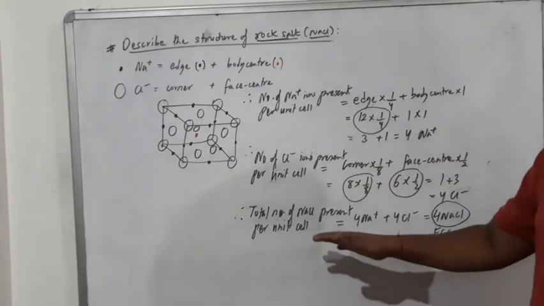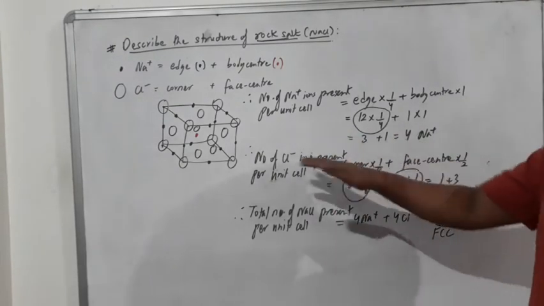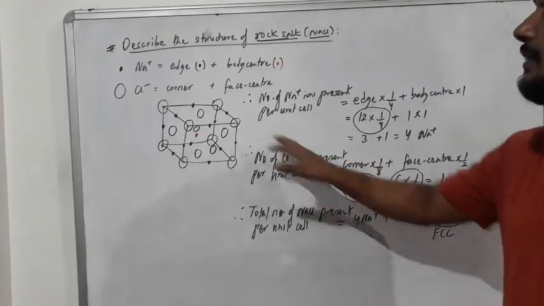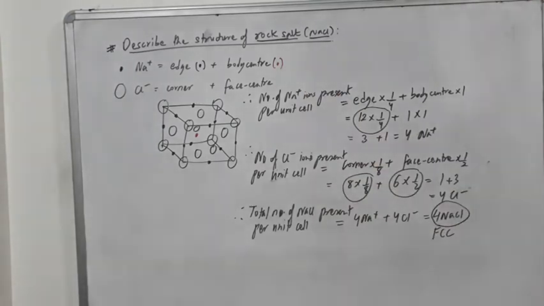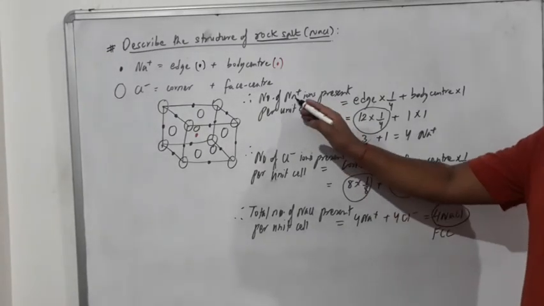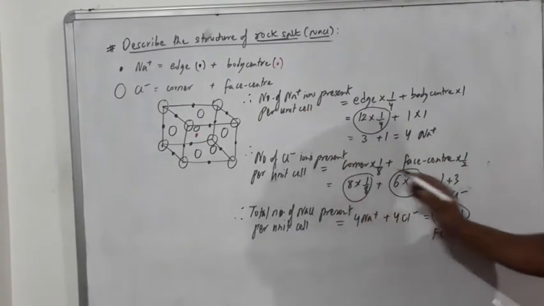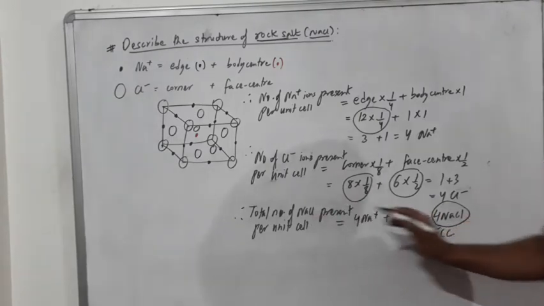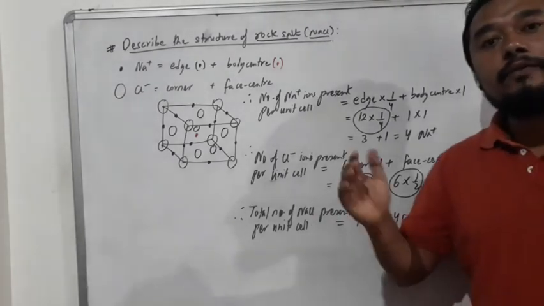So this is how we calculate the number of sodium ions, the number of chloride ions, and the total number of NaCl present per unit cell in the structure of rock salt. And do remember the locations. Now it's very easy to remember. Why? Because the number of sodium ions is 4, the chloride ions is also 4, and the NaCl number is also 4. So you can say 4, 4, 4.